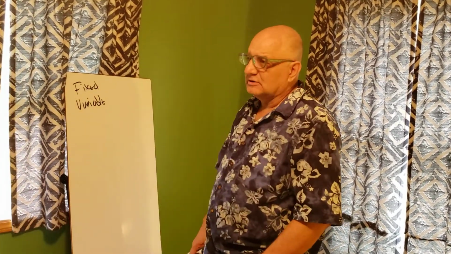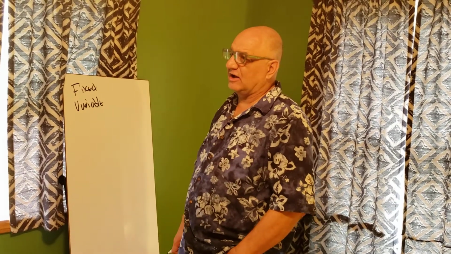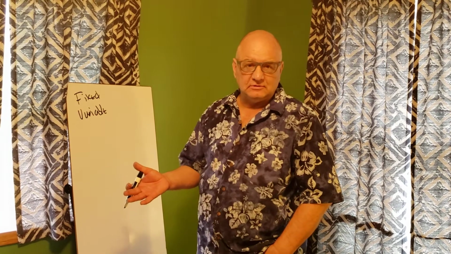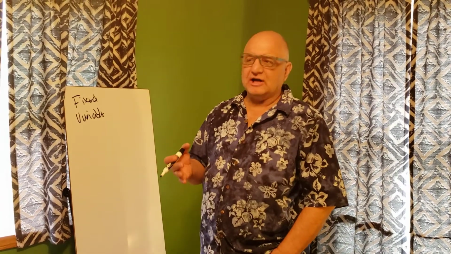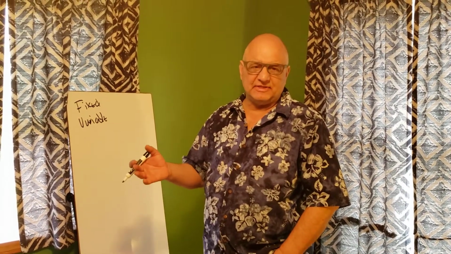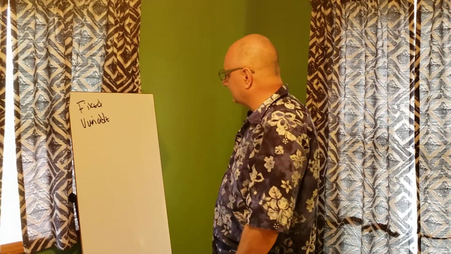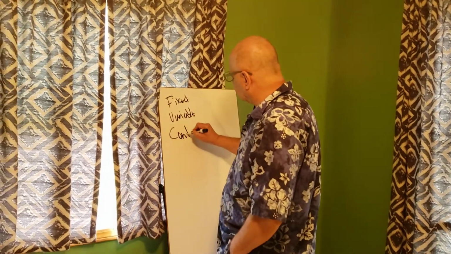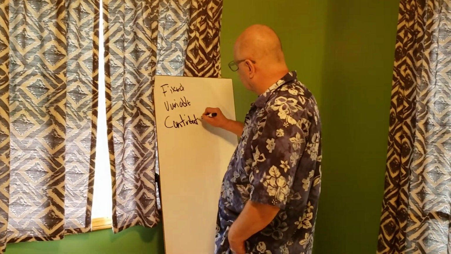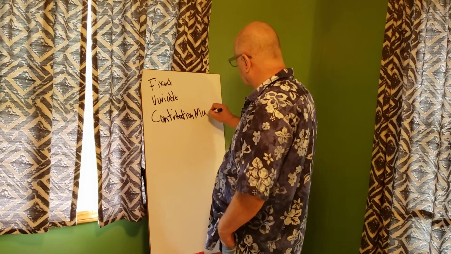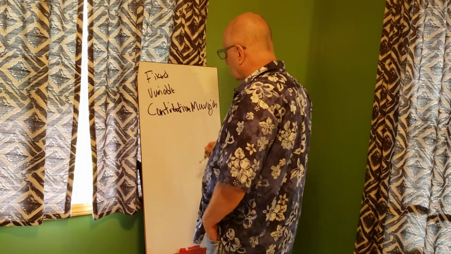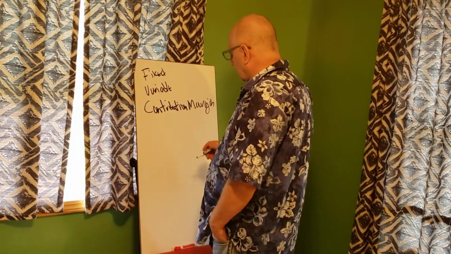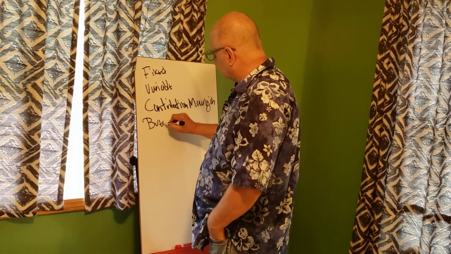For example, if I sell 10 cans of pop, my variable cost is going to be the cost that I pay for each can of pop. Okay. We're going to talk about contribution margin. And we're going to talk about break-even point.